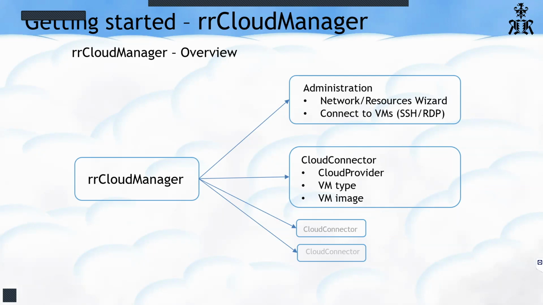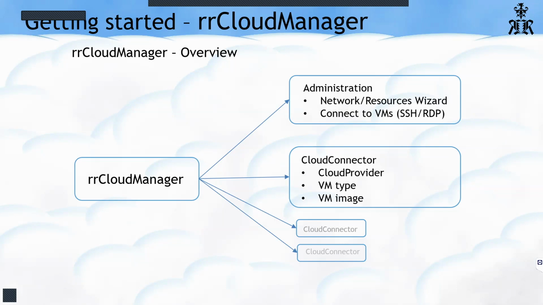So you choose, for example, the cloud provider, and the cloud provider could be, for example, Azure at a location, maybe West Europe. Then you choose one VM type, one VM image. Let's say it's Windows Server 2019. And that defines your cloud connector and the amount of machines that should be running in that cloud connector.